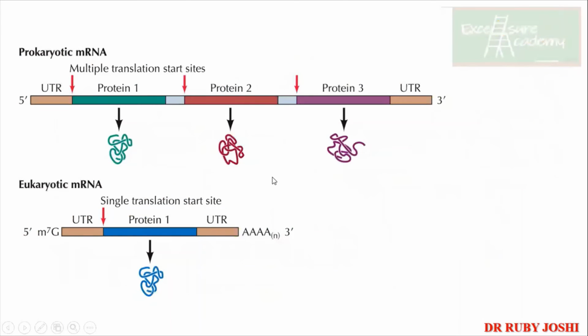Okay, this is another way of representing the same thing. So you can have multiple translation sites. You can see untranslated region, start, stop. In between you can see those gaps. Those gaps are required so that the translation machinery is properly aligned so that it can code for the proteins. Okay, so एक ही mRNA में 3 polypeptide chains can be synthesized. In the case of eukaryotes, you can have only a single one.